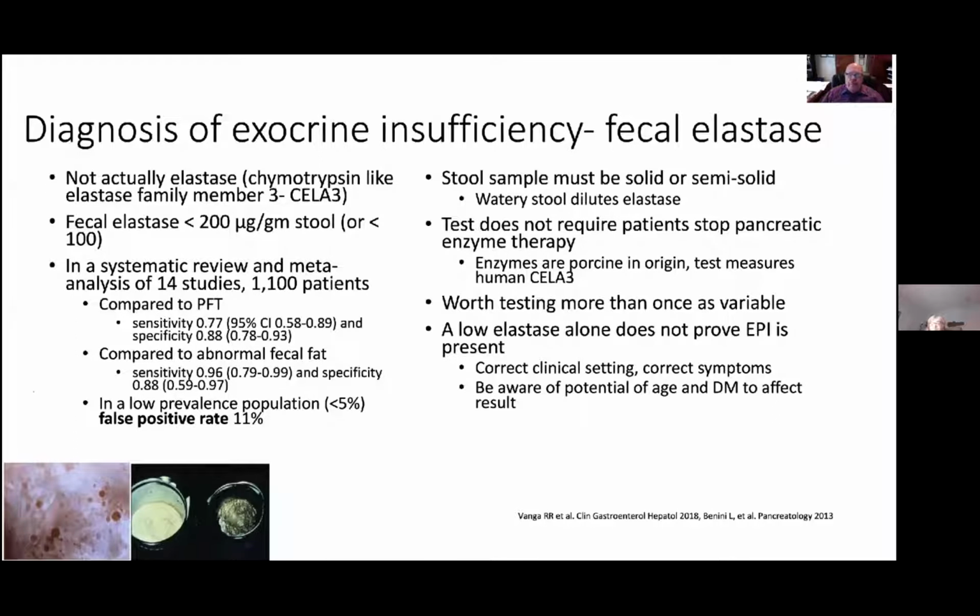A few caveats: the stool sample needs to be solid or semi-solid because watery stool dilutes it. It doesn't require the patient to stop pancreatic enzyme therapy. It is variable, at least in my experience, so it's worth testing on more than one occasion. And finally, I never make a diagnosis of exocrine insufficiency based solely on a low fecal elastase. It has to be the right patient, the right clinical setting, and being aware of some of the other confounders that can affect fecal elastase levels.